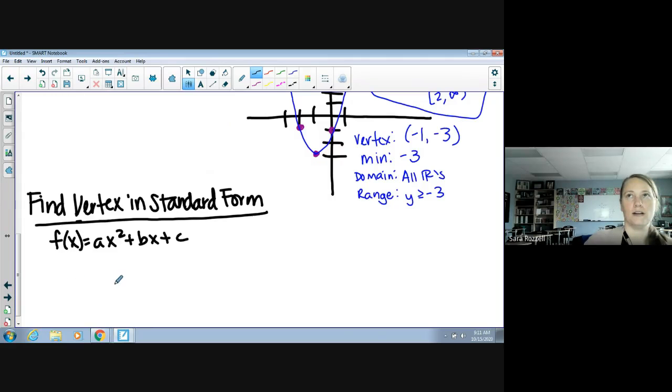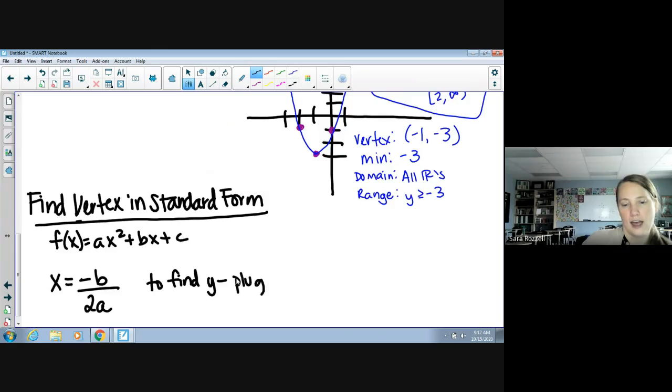Does anybody know it? Anybody remember it? Maybe not. Okay. So it's x equals negative b over 2a. Does that ring any bells? All right. So to get the x for our vertex, we're going to do negative b. The b is whatever is in front of the x, over 2 times a, and the a is in front of the x squared. So that gives us our x value. And then to find the y of the vertex, you have to plug the x into your equation.